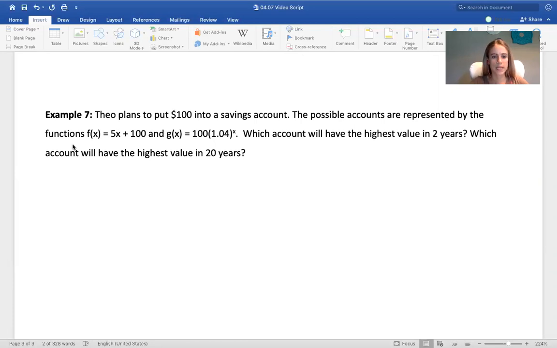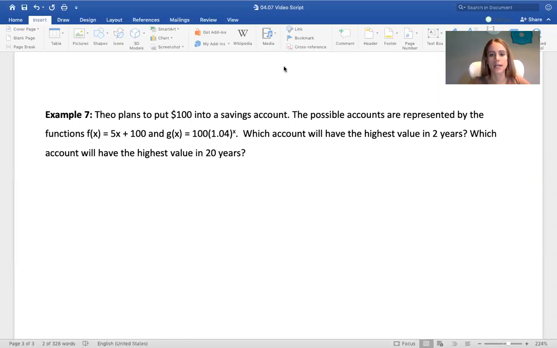All right, Theo plans to put $100 into a savings account. The possible accounts are represented by the functions f of x equals 5x plus 100 and g of x equals 100 times 1 and 1/400 raised to the power of x. Which account will have the highest value in 2 years? Which account will have the highest value in 20 years?